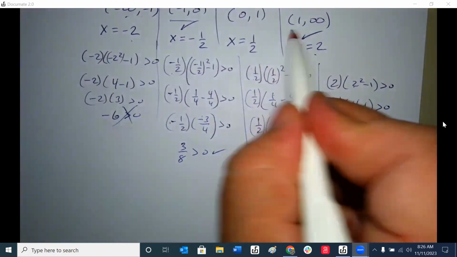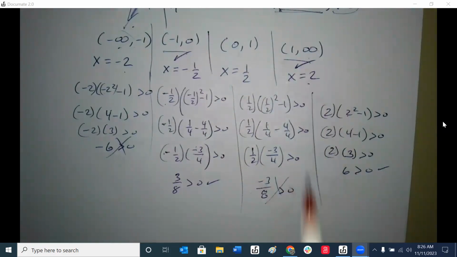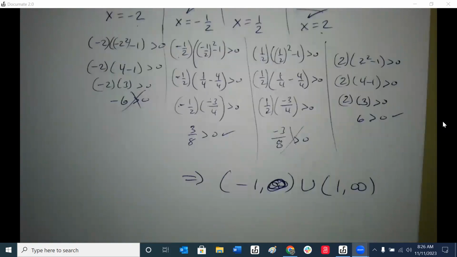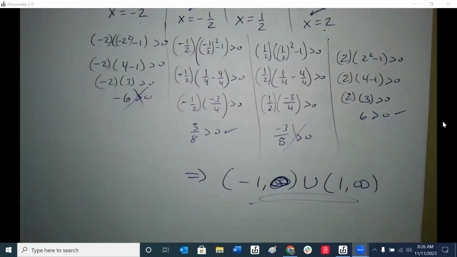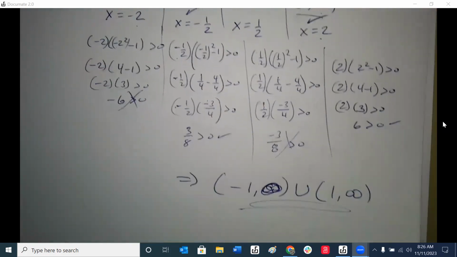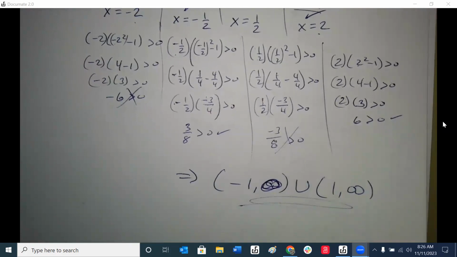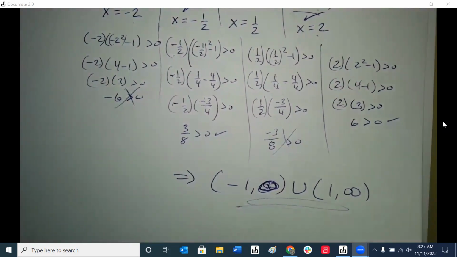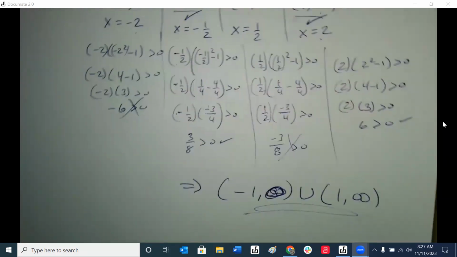So these two intervals are my answer, which means from negative 1 to 0, union with 1 to infinity, that's my answer. All right, so that is inequalities in polynomials. Just set it equal to 0, factor it out, find the x-intercepts, and see which intervals are either above or below the x-axis.